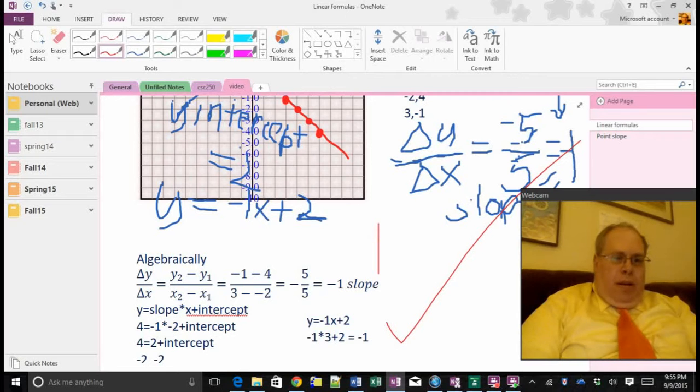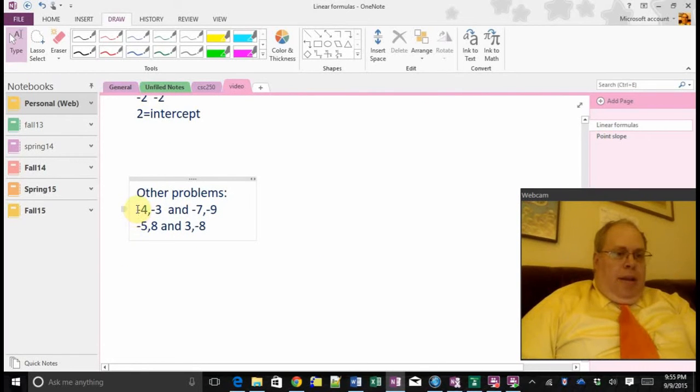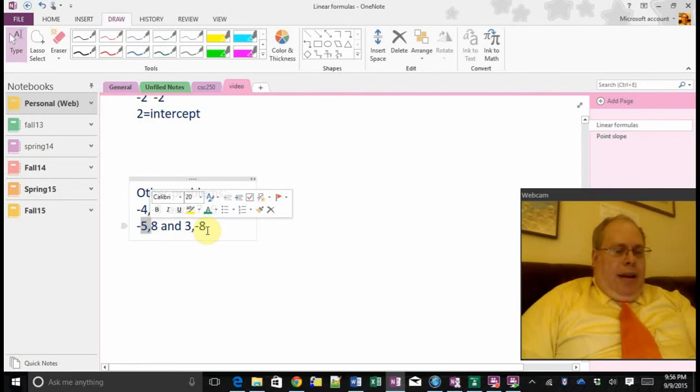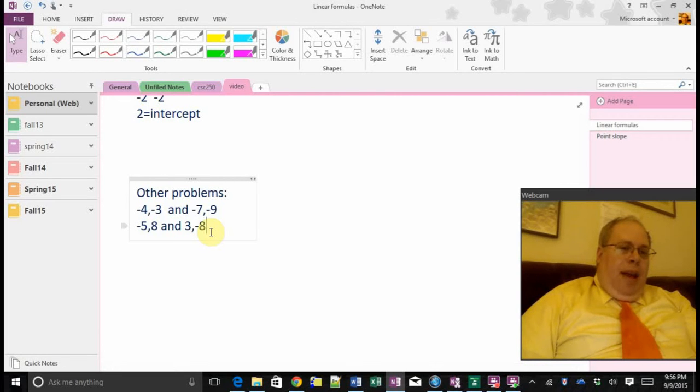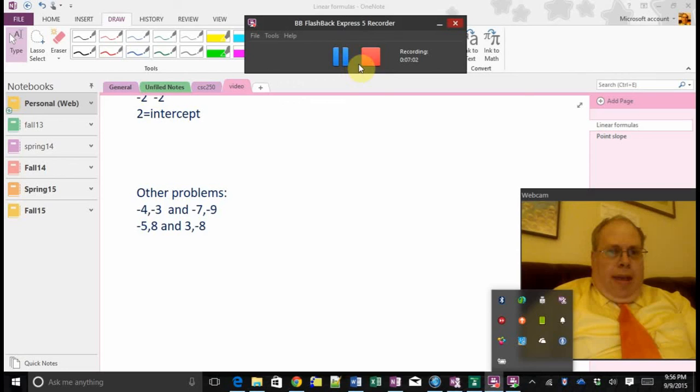Now at this point, it'd probably be good to practice with a couple of other problems. So you might want to try these nice little problems. I've picked them so the numbers come out nice and even. (-4, -3) and (-7, -9), those two points. Or (-5, 8) and (3, -8). Both of those should be good practice for doing these problems graphically and algebraically. That's it.